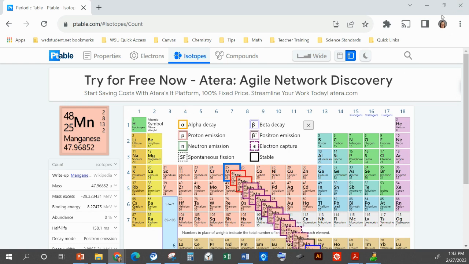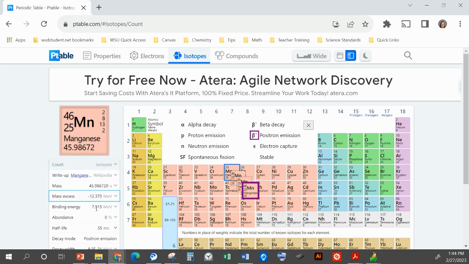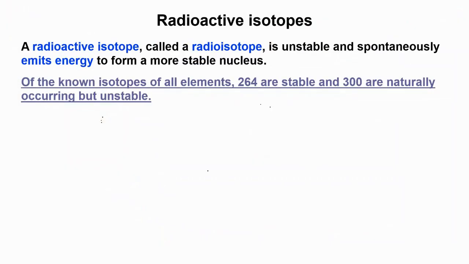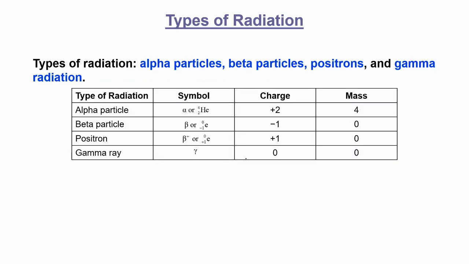So if you ever need to know the isotopes, you can click on there. You can also click on the information, and it'll take you to Wikipedia. Okay, so that is an isotope, something that will spontaneously decay.